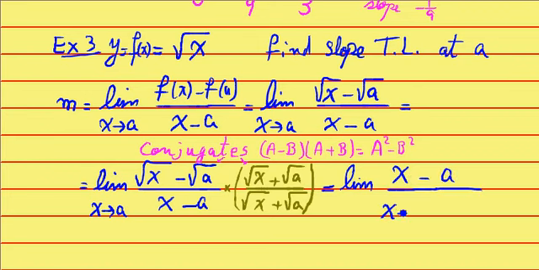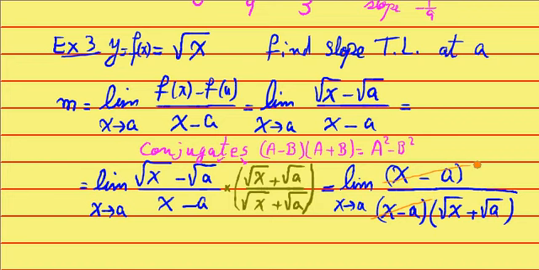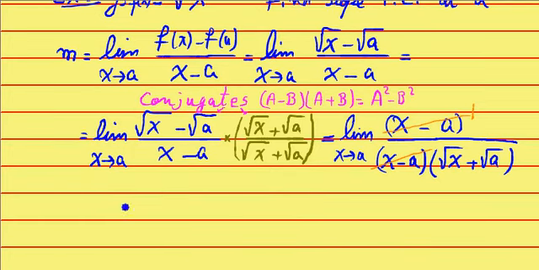In the denominator, I have the same thing, plus this item, we have to drag it along with us. Still the same limit. You notice that this expression and this expression are the same. We went through all of this just to achieve that. And now I can say this is equal to the limit of 1 over radical x plus radical a, as x goes close to a.